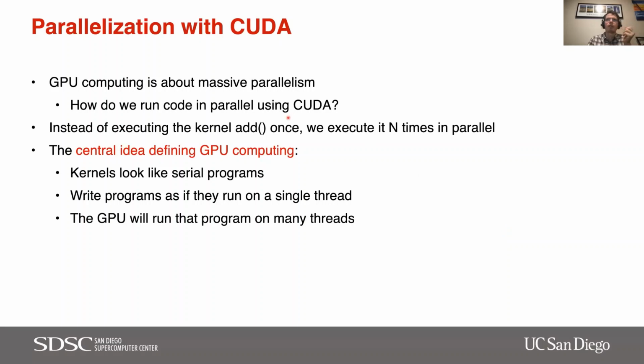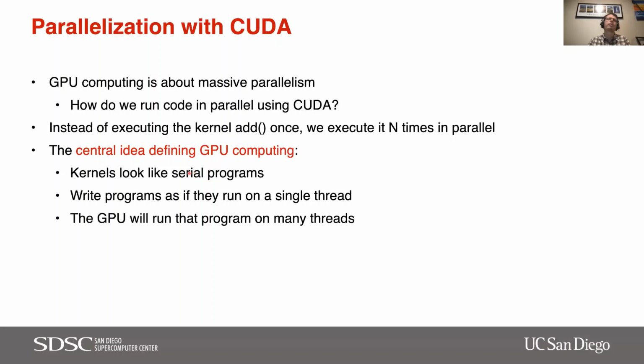How do we run our code in parallel using CUDA, right? So it's all about massive parallelism, because we have thousands of threads that we need to launch, so much more than what we used to from CPUs. Instead of executing the kernel once, we just execute it n times in parallel. So if we have a problem that is data parallel, in the sense that we need to do the same type of operation, that is an addition, multiple times on different data elements, then we can parallelize it, okay? And so that's the central idea that defines GPU computing.